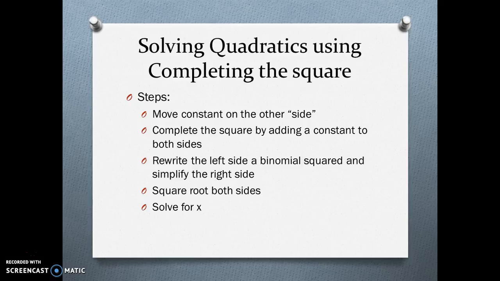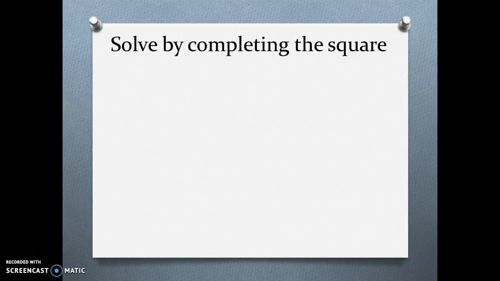So the first thing you're going to have to do is move the constant to the other side, complete the square by adding a constant to both sides, rewrite the left side as a binomial squared and simplify the right side, then square root both sides, and finally solve for x. So I'm going to work through one of these, and these are actually the examples on the back side of the worksheet that you're going to need to have for next time.